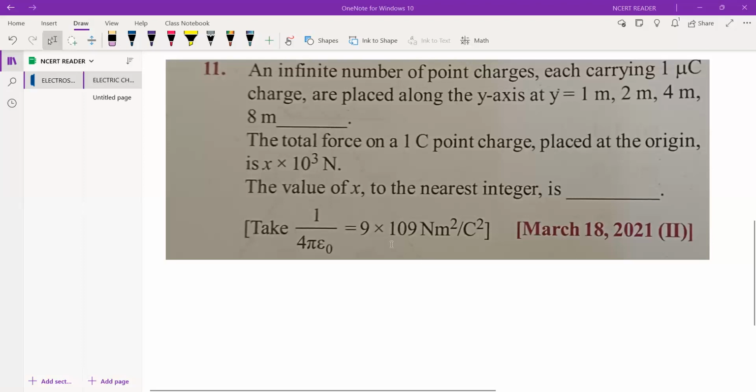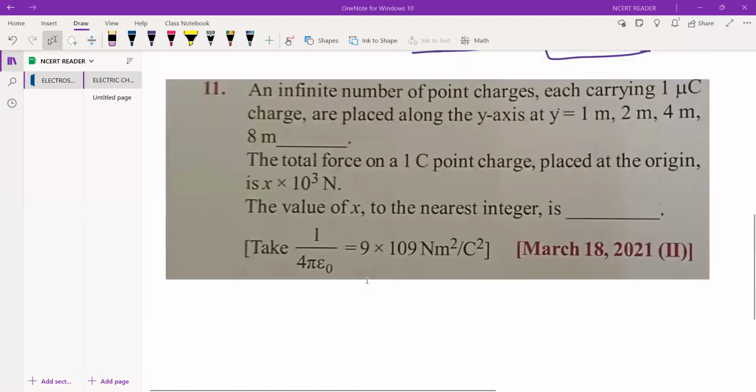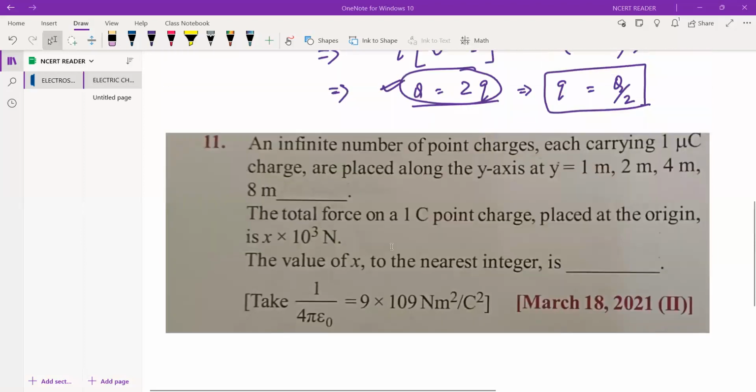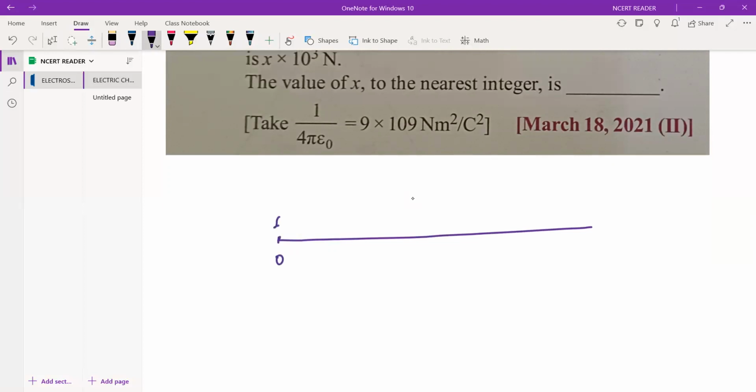So this is the question asking for an integer answer, in JEE Main it is. You know that 5 questions out of 10 will be integer type. So let's see how to start with this question. It is given that on the y-axis I am placing the charges accordingly. We assume this is the y-axis here and the origin is here. This is the origin position where the 1 coulomb charge is placed.